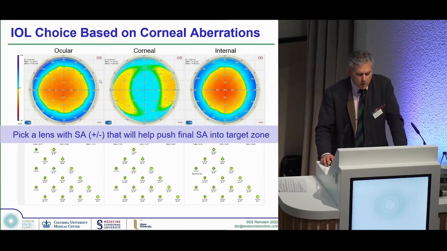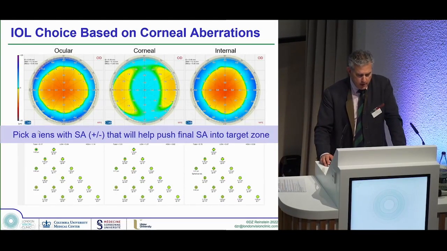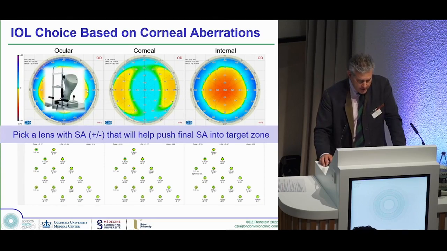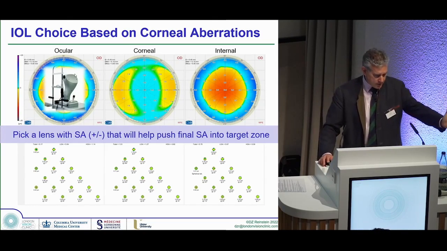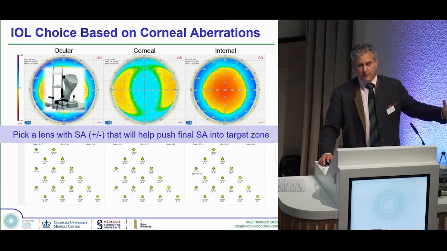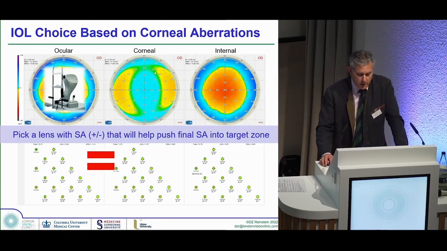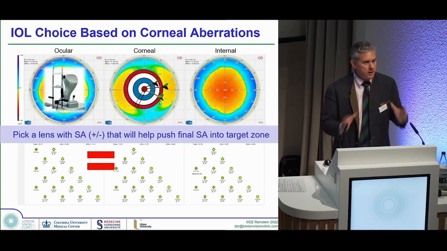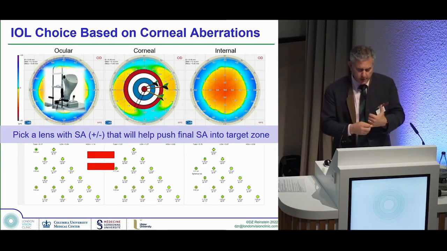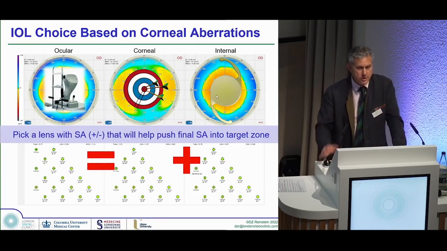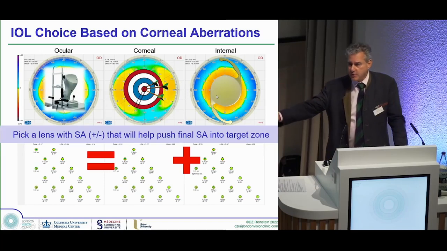And now we're trying to pick a lens that will help push the final spherical aberration onto the target zone. So in this case, we use the Osiris, which is the highest resolution wavefront sensor in the world, and it does quite well through cataracts, better than most because it's so high resolution. We have the corneal spherical aberration that we're trying to target the final with, and we have the internal, which is what the IOL that we're going to choose.